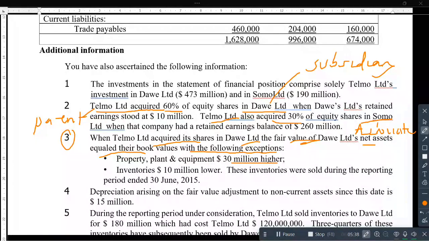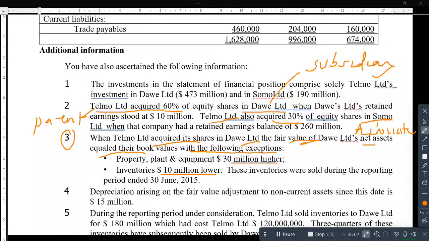30 million higher. Inventory is 10 million lower. Good. One is higher, one is lower. We shall see what we call fair value adjustment at that particular moment as we get on our workings. These inventories were sold during the reporting period, meaning at the end of the accounting period, the inventories were no more, they were sold already. So we shall see how you account for that.